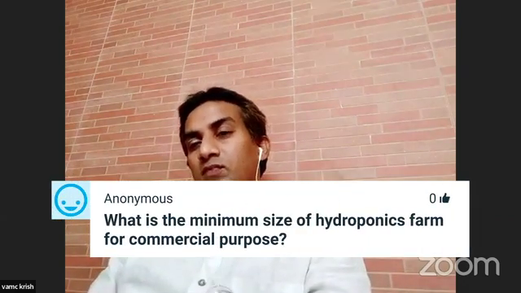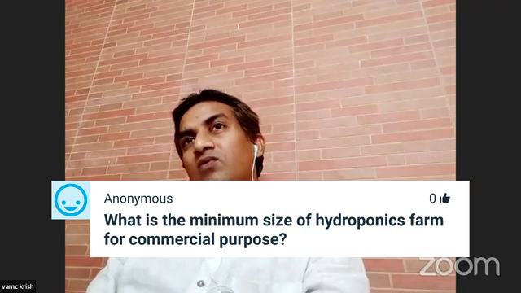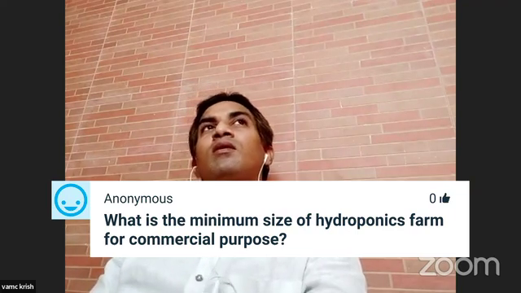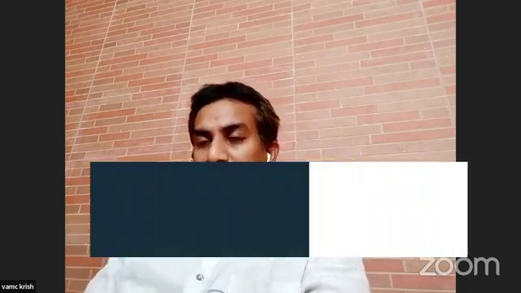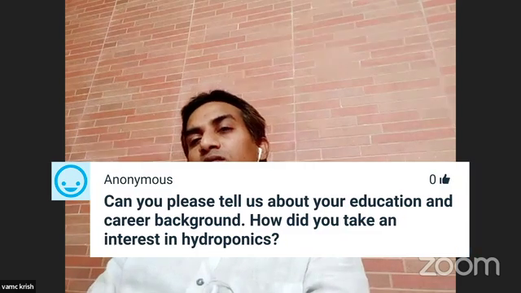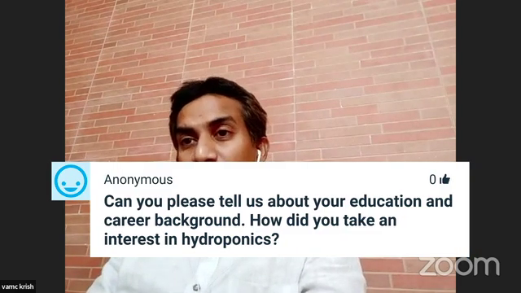Next one is, what is the minimum size of a hydroponics farm for commercial purpose? The minimum is quarter acre or half acre. For leafy vegetables, half acre or 1,000 square meter is needed, though that is not enough. But we can grow capsicum too. That needs a minimum of half acre, like 2,000 or 4,000 square meter.